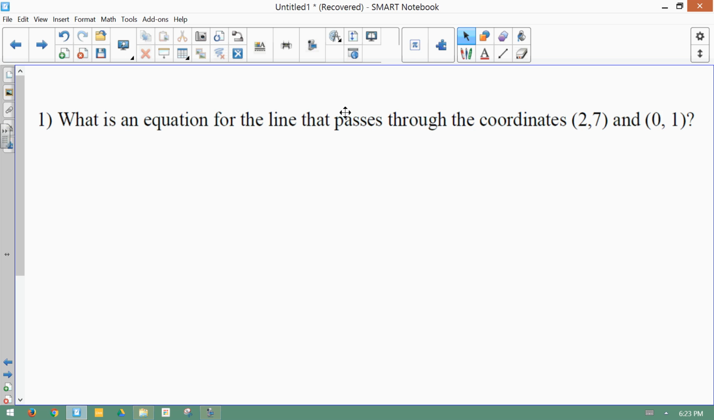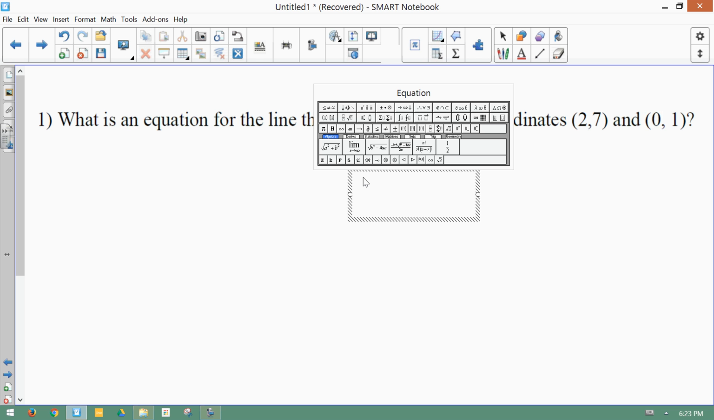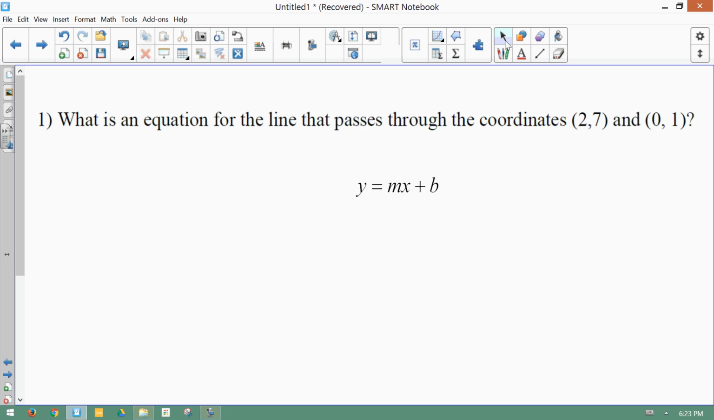First of all, let's write the equation for a line in slope-intercept form. It looks like this. This is what the equation of a line looks like: y = mx + b. I'll move my cursor so you can see what I typed. This is the general equation of a line in slope-intercept form, and you probably know that. What we don't know is what m is.